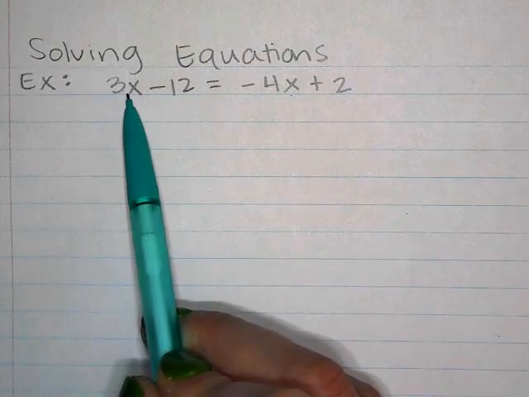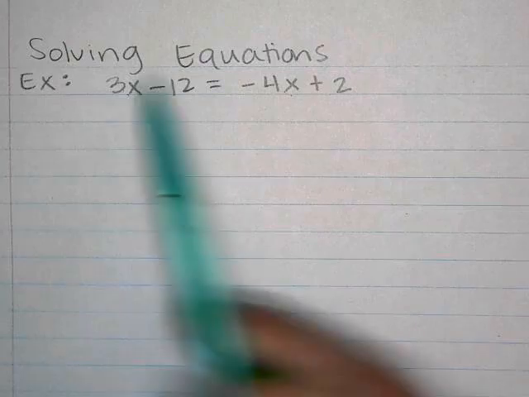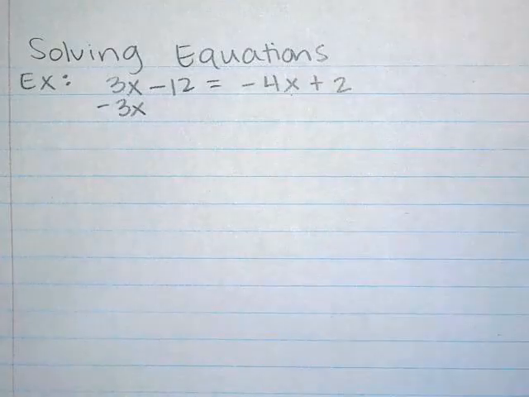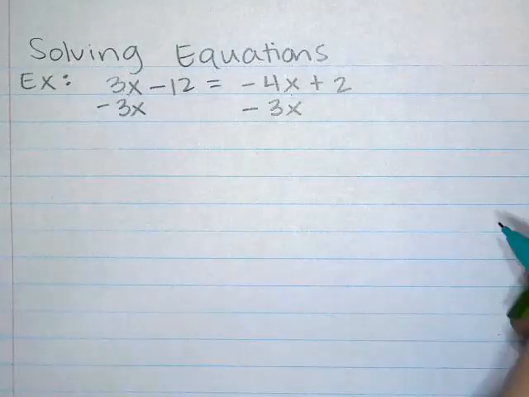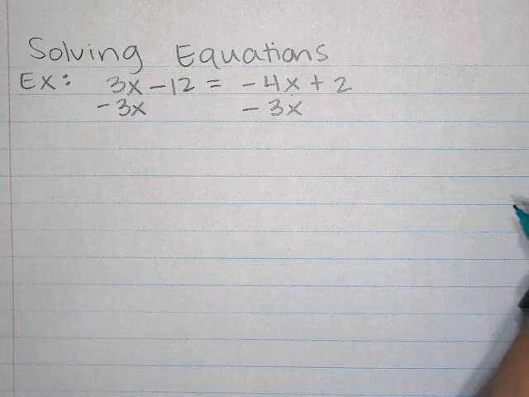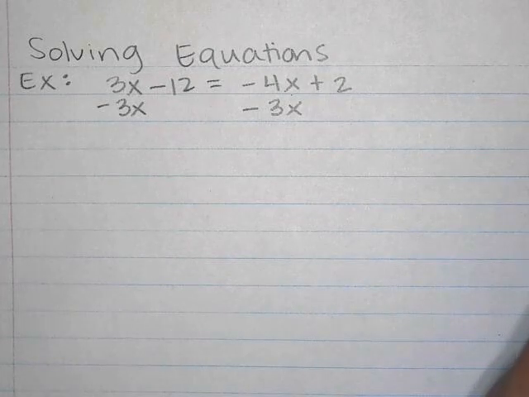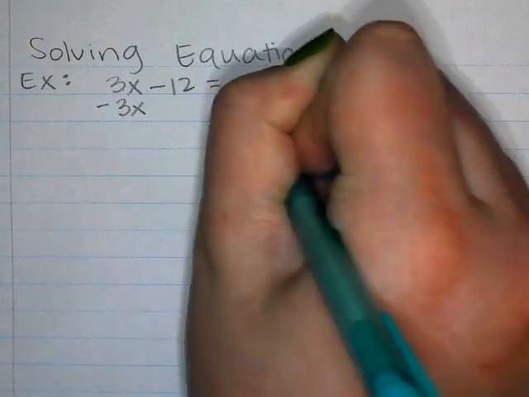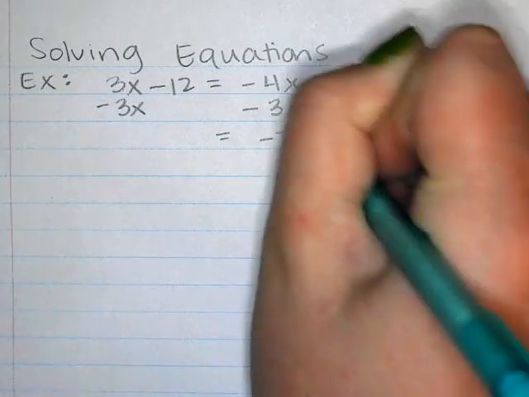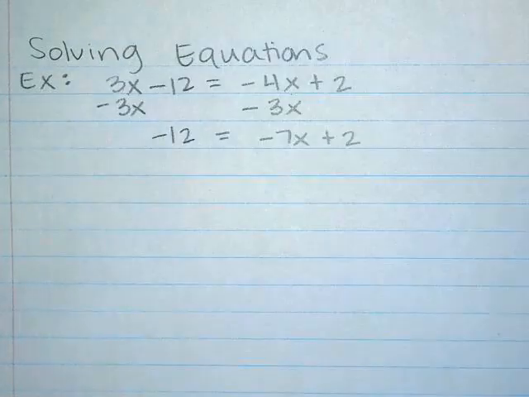So how do we move a positive 3x? We're going to subtract it, so you're just going to do the opposite. So positive 3x, we're going to move it by subtracting it over. And a negative 4x and a negative 3x is what? Negative 7. Perfect. Negative 7x, we still have the plus 2. We still have the negative 12.